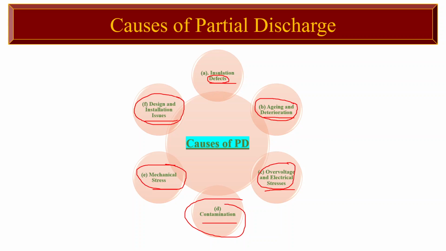Understanding these causes of partial discharge is crucial for preventing and mitigating its effects. Regular maintenance, proper design and installation practices, insulation condition monitoring, and timely repairs are important to minimize the occurrence and the impact of partial discharge in high voltage electrical systems. So these are the causes of partial discharge.